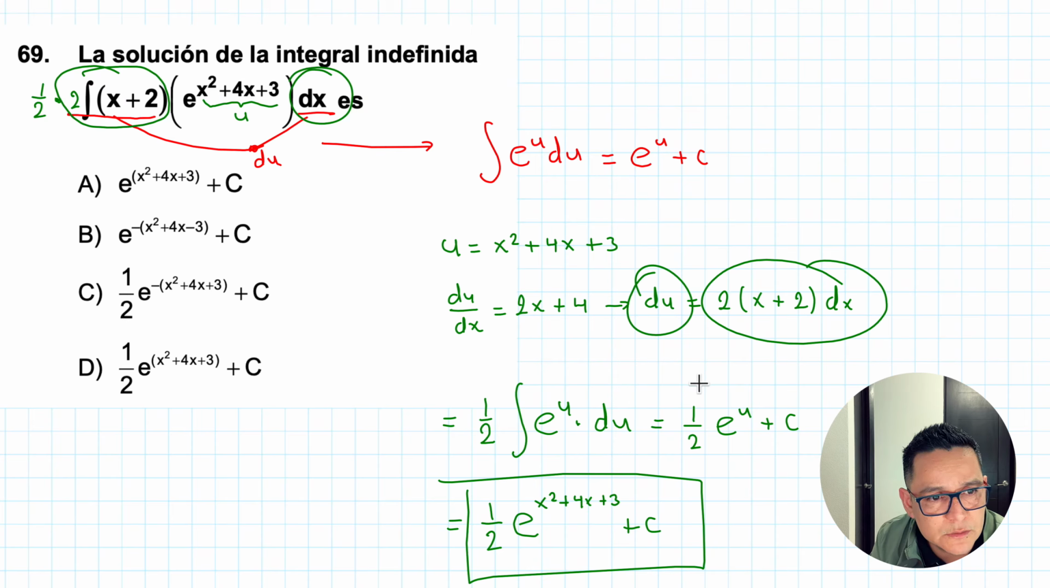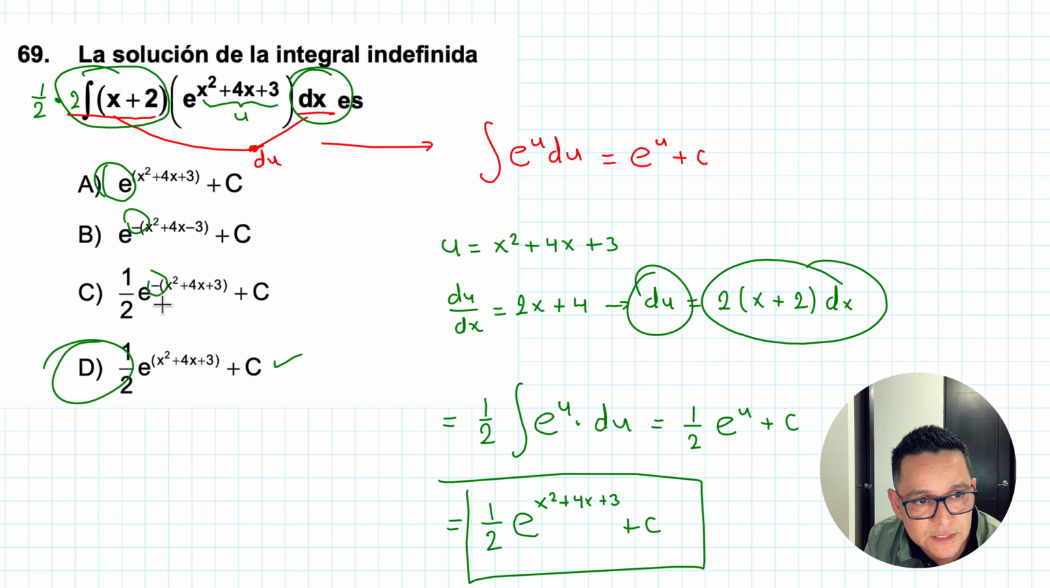And that's it. Which option is it? 1/2 e to the x squared plus 4x plus 3, right? Okay, that's it. Let's see, the others, no, right? This one doesn't have 1/2. It has a negative. Yes, that's correct.